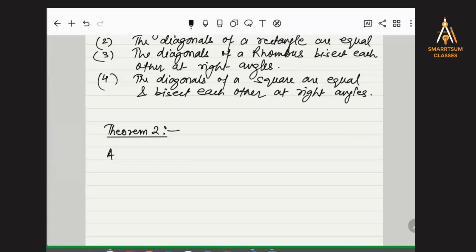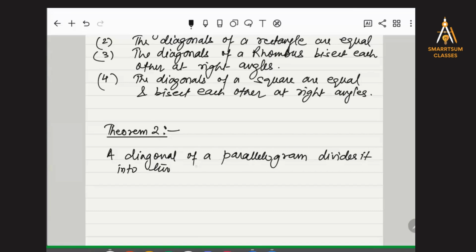So now let's prove these theorems, whatever we have discussed. Theorem number 2, a diagonal of a parallelogram divides it into two congruent triangles.